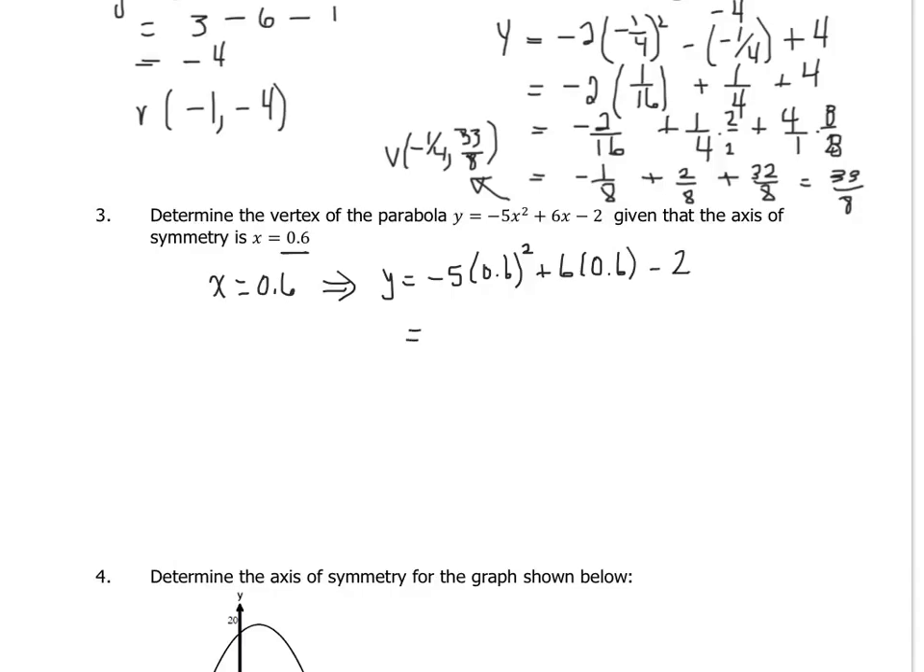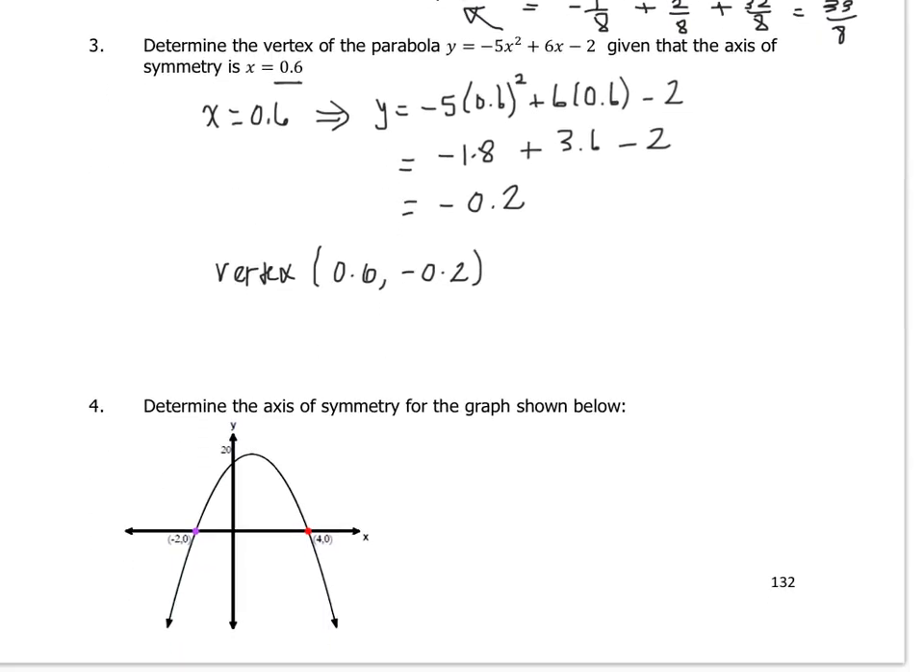So then 0.6 squared times negative 5 is negative 1.8, plus 6 times 0.6 is 3.6, minus 2. So if you add those up, you're going to get negative 0.2. So that means your vertex would have coordinates 0.6 and negative 0.2.